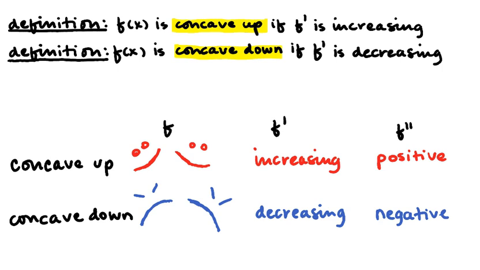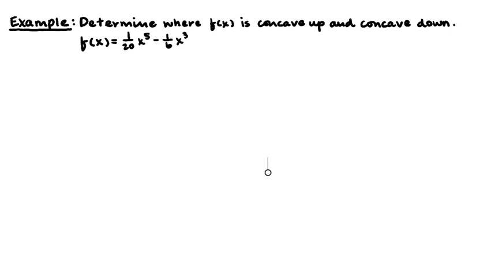So let's do a couple of examples like we did last time. Let's look at a function algebraically. Let's look at a graph. Here's a function, and it's going to ask you to determine where f is concave up and concave down. This is exactly like the question we did last time where it said determine where the function is increasing or decreasing. Just exactly the same.